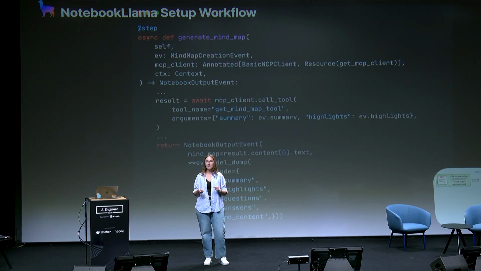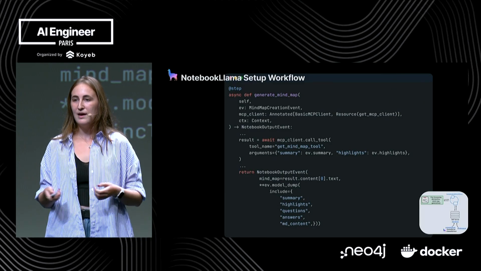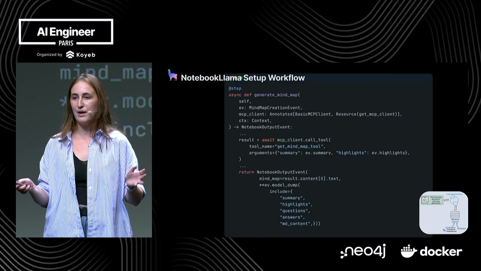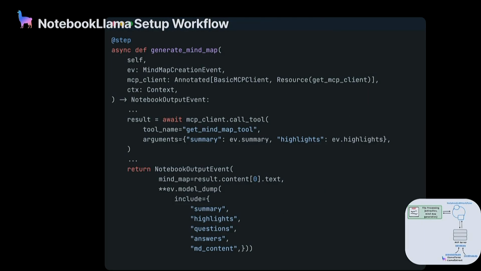Next, we have a step called generate mind map. This is where, in a successful scenario, we are able to generate the mind map, and now we can create what we call the notebook output event. Now, one thing you may have noticed here is that most of the logic is within MCP tool calls.